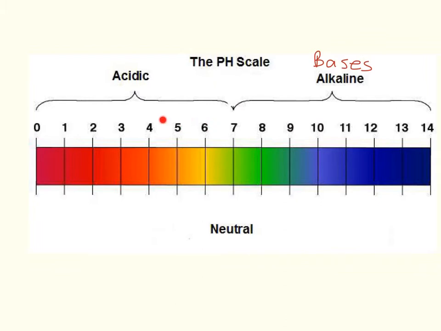Now, as you move away from the number 7, the substance gets stronger and stronger. So a pH of 6 means that you are dealing with an acid, but it's not a very strong acid because it's still close to neutral. However, if you have a substance with a pH of 1, that would be a very strong acid. Same thing with bases. A base that has a pH of 8 is not a very strong base because it's still close to neutral. However, a substance with a pH of 13 would be considered a very strong base.